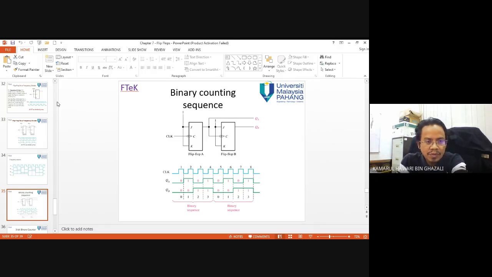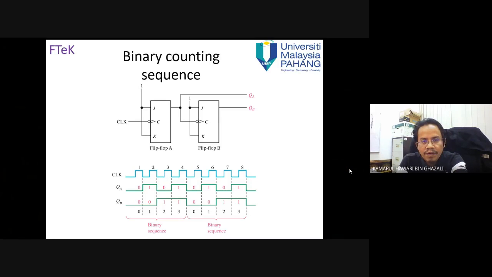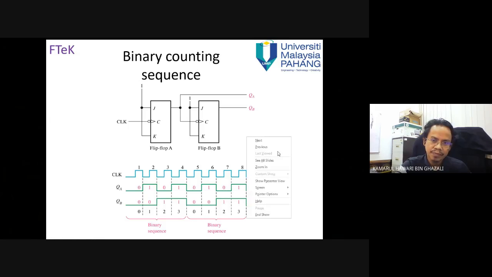So now we continue on the next slides on binary counting. From the flip-flop, we can make a counter circuit, a binary counting sequence. If you have this kind of circuit, a JK flip-flop with both inputs J and K connected to logic 1, then you can have a counter. With this connection, you can have the outputs QA and QB as a counter.